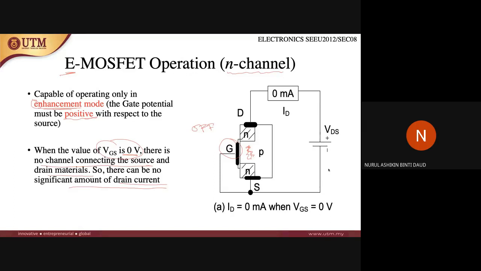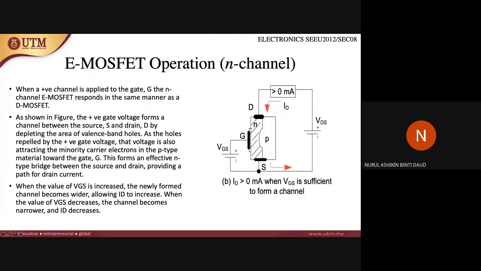All right. So ID is 0 milliamps when VGS is 0 volts. However, when ID is more than 0 milliamps, what will happen?